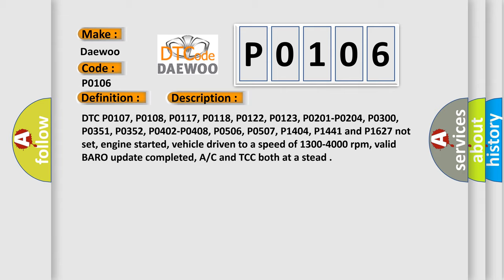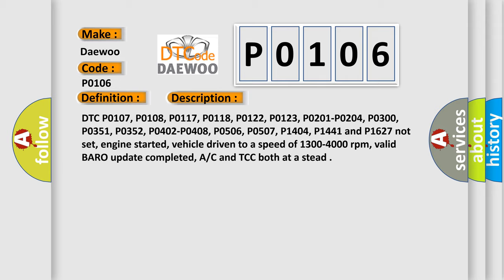DTC P0107, P0108, P0117, P0118, P0122, P0123, P0201, P0204, P0300, P0351, P0352, P0402, P0408, P0506, P0507, P1404, P1441 and P1627 not set, engine started, vehicle driven at a speed of 1,300 to 4,000 revolutions per minute, valid BARO update completed, AC and TCC both at a steady state.